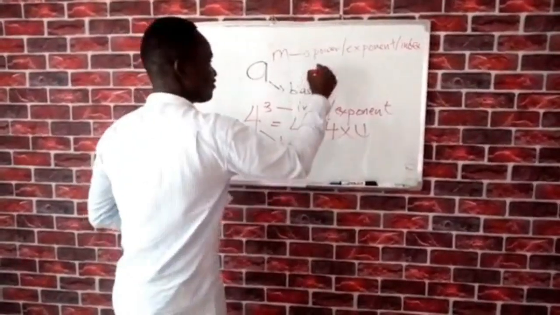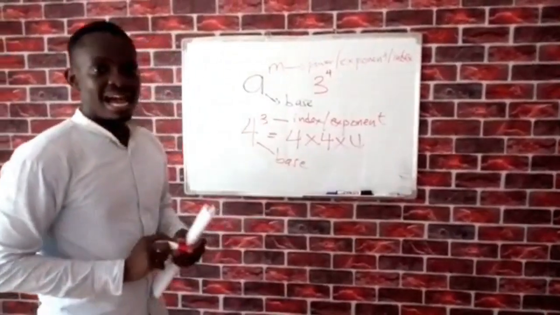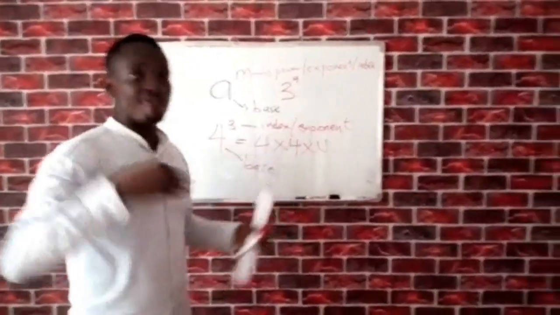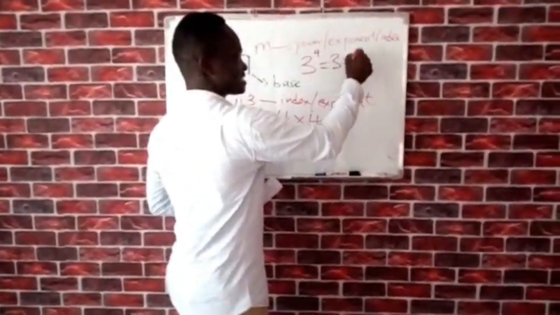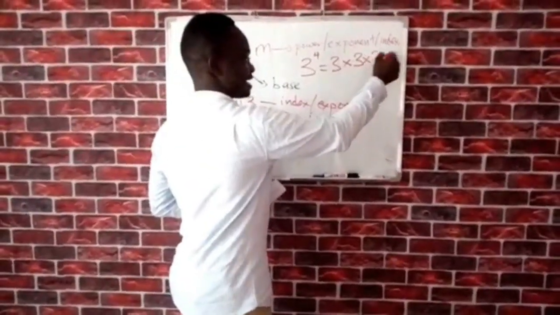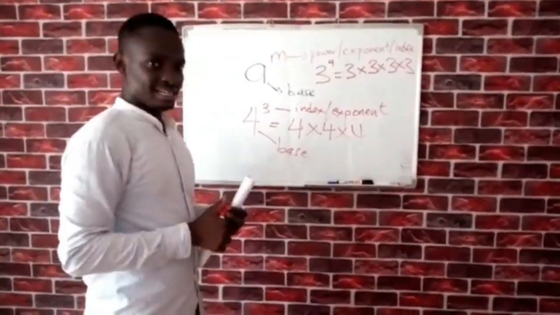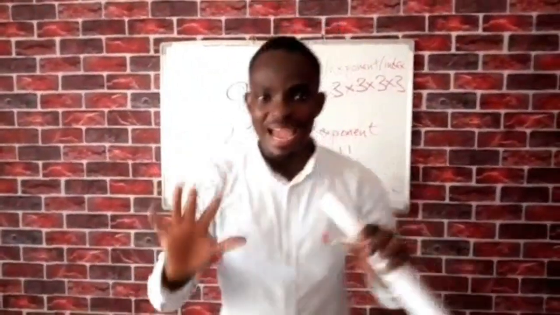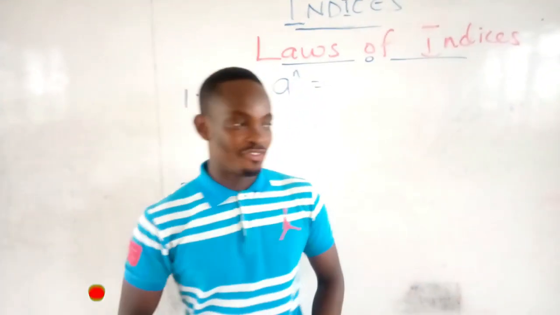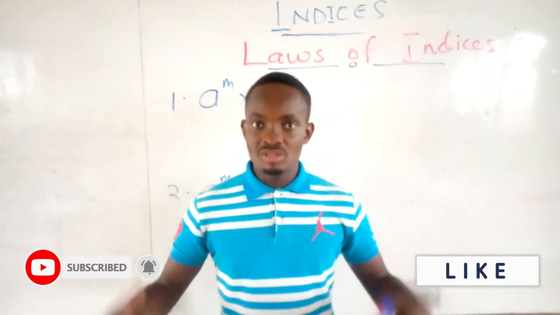So for example, I have 3 exponent 4. This is telling me that I should multiply the base 3, 4 times by itself. So we have 3 times 3 times 3 times 3. This is it. So I'll show you 8 to 9 basic laws of indices. Let's start with the laws of indices. So there are about 10 laws of indices. I'll take you through all of them. Then we take some questions and dive.